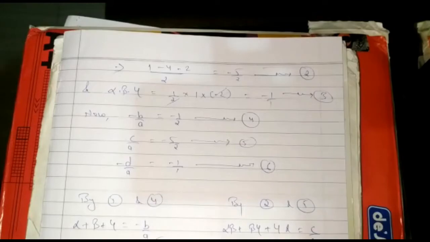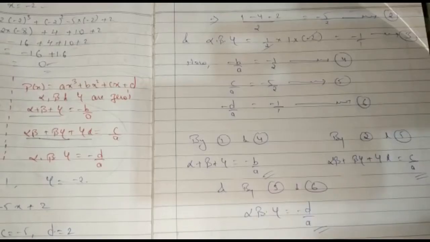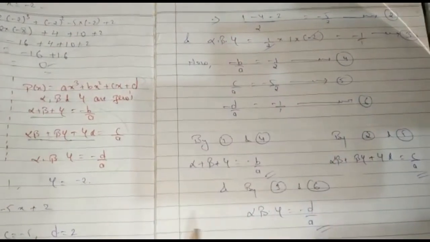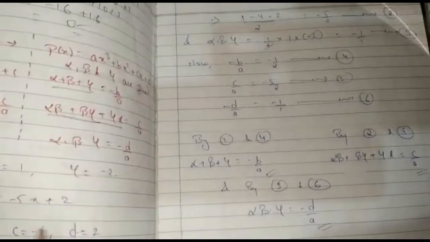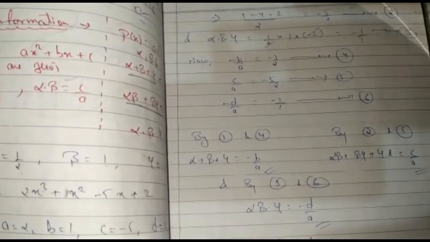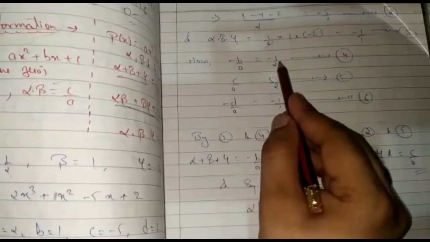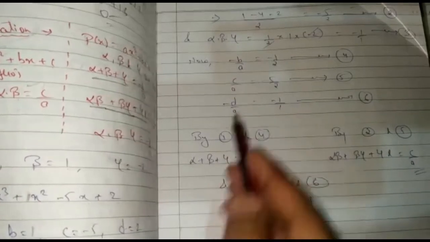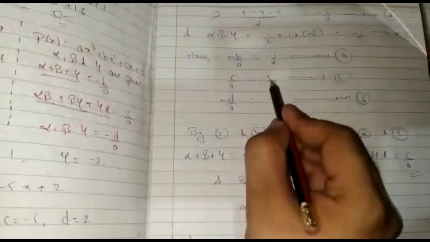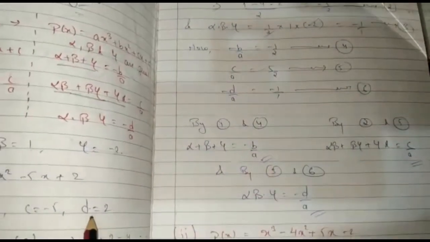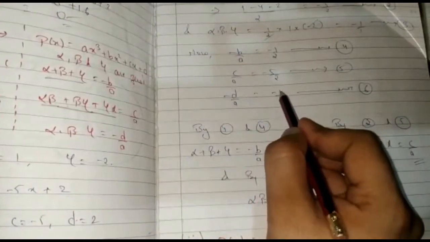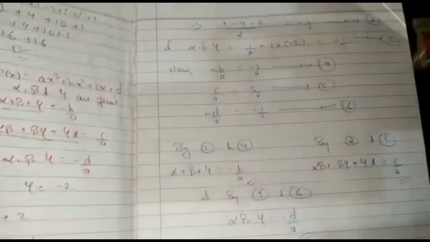Now we have to discuss some concepts related to the same. Minus b by a, that means what? In this polynomial we have b equal to 1 and a equal to 2. That means minus b by a gives 1 by 2. C by a means minus 5 by 2, and minus d by a means what? D is 2 and a is also 2. So minus 2 by 2 becomes minus 1 by 1, and this is our equation 6.